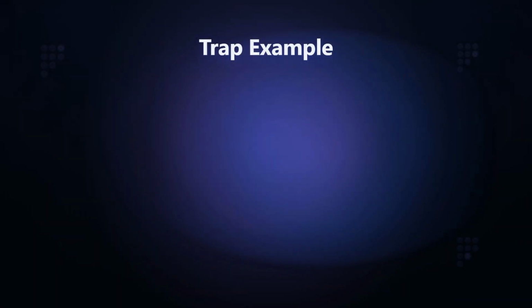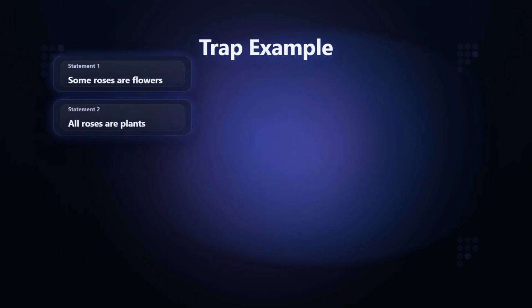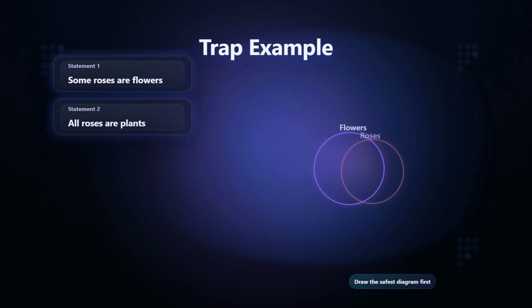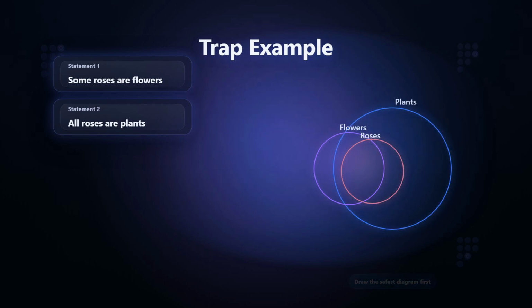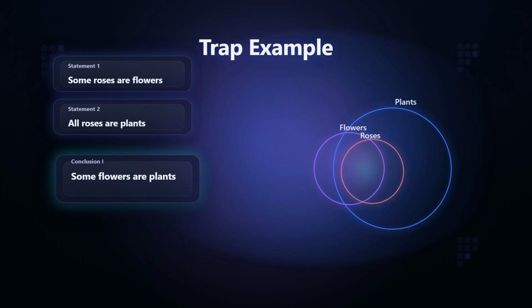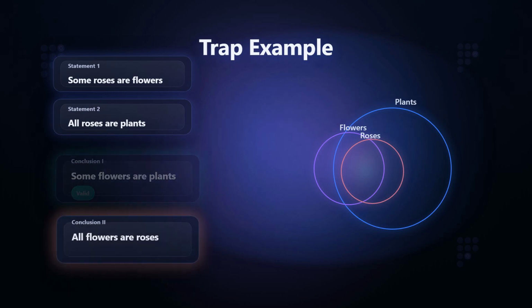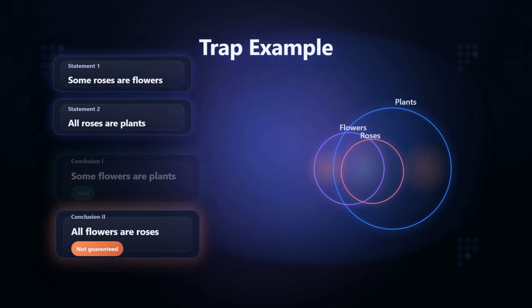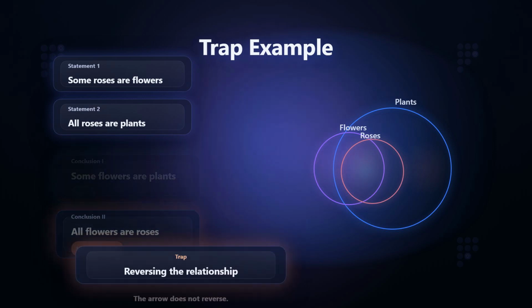Now let's solve a trap question. Statement 1. Some roses are flowers. Statement 2. All roses are plants. First, draw roses overlapping with flowers, then place all roses inside plants. Now conclusion 1 says some flowers are plants. The overlap between roses and flowers is inside plants, so this is valid. Conclusion 2 says all flowers are roses, but flowers can extend outside roses as well. So this is not guaranteed. The trap is reversing the relationship.